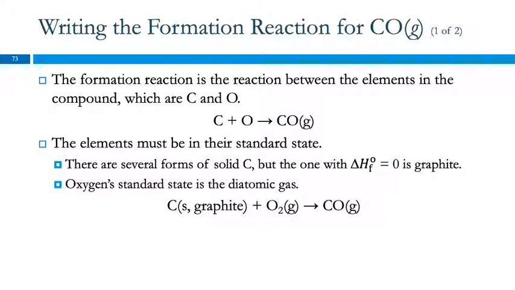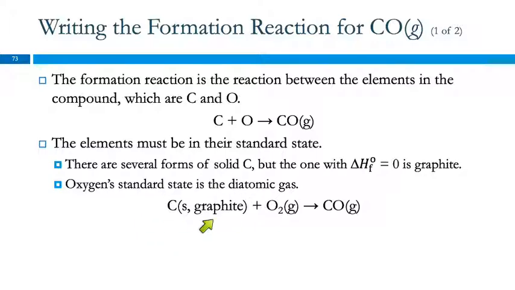The formation reaction is the reaction between the elements in the compound, which are C and O. Something's missing, and I don't know what it is. But we're writing the formation reaction for carbon monoxide. So here's carbon monoxide, and we're going to be making 1 mole of that. And then we have to look at, well, what are the elements? Carbon and oxygen.